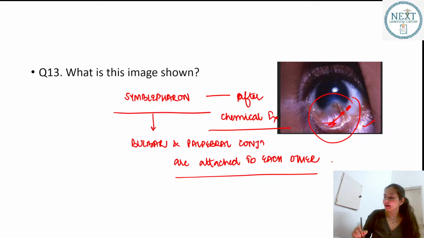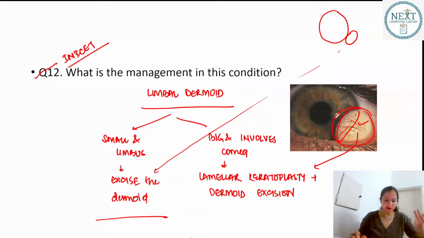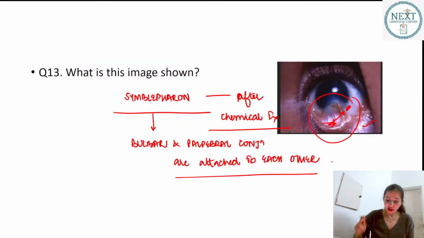So if you tell me that limbal dermoid is not given, that is great, that even increases our strike rate. So that is a good thing, no? Because we haven't studied it and it is not in your question. So that is great, that is good for us. So this is your symblepharon. This has not been taught in the class.